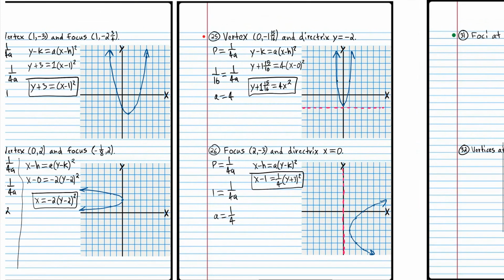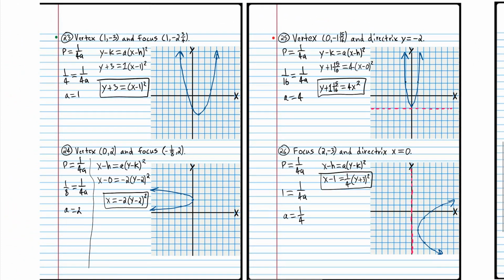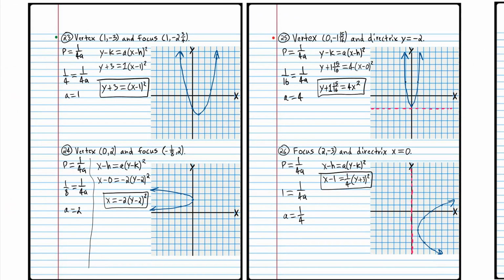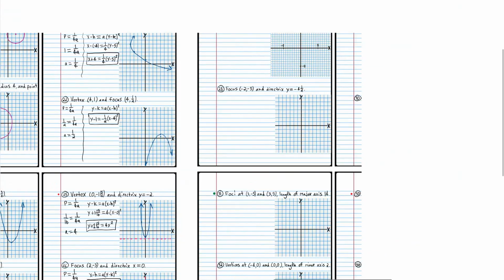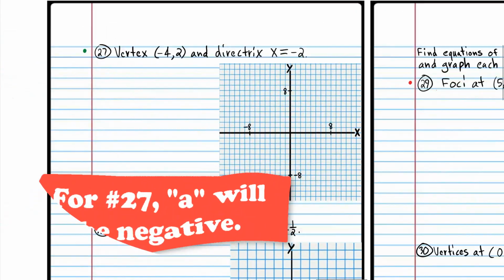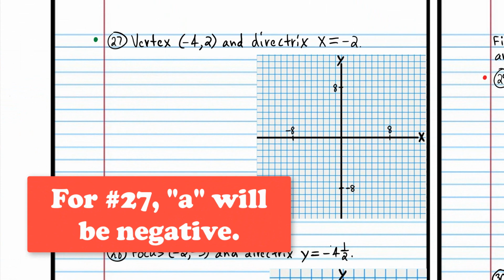Okay, so I want you to take a picture of number 25 and 26. And I want you to do number 27. When you come back, we'll do it together.